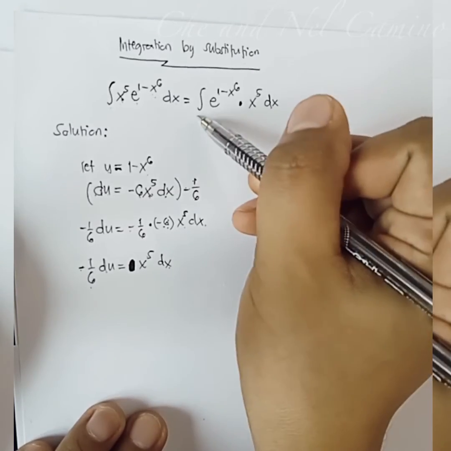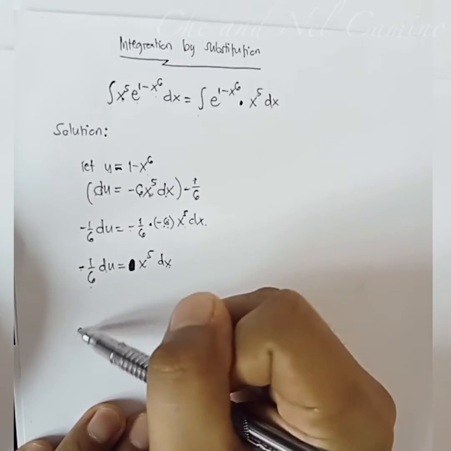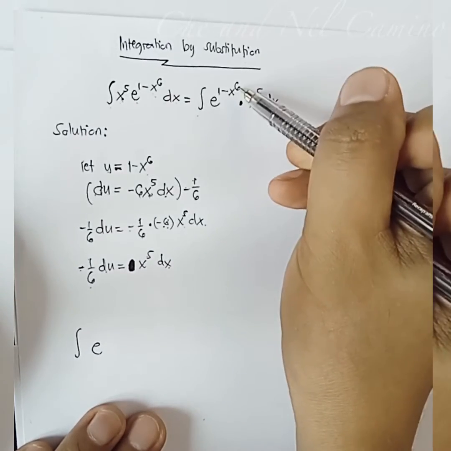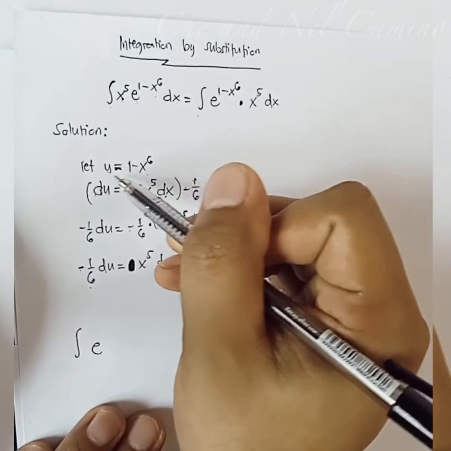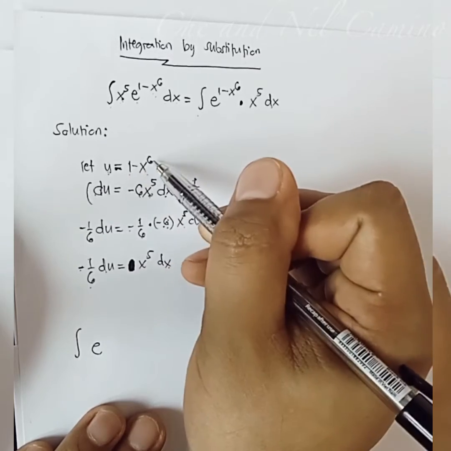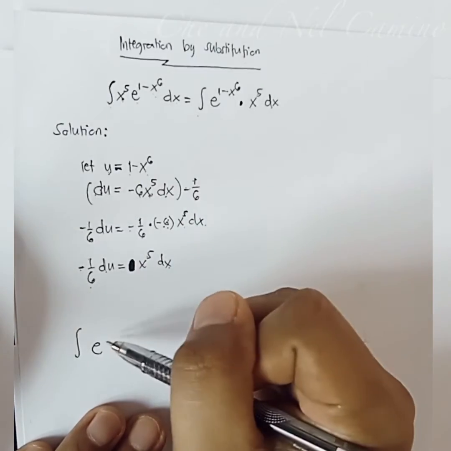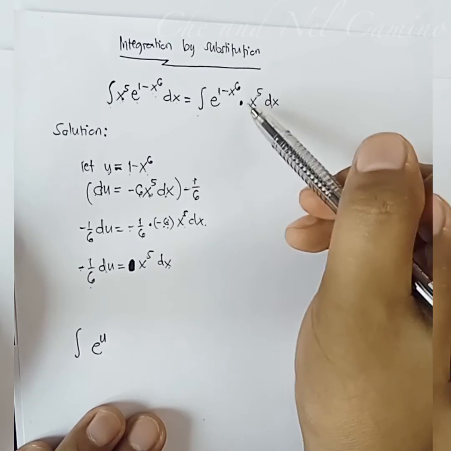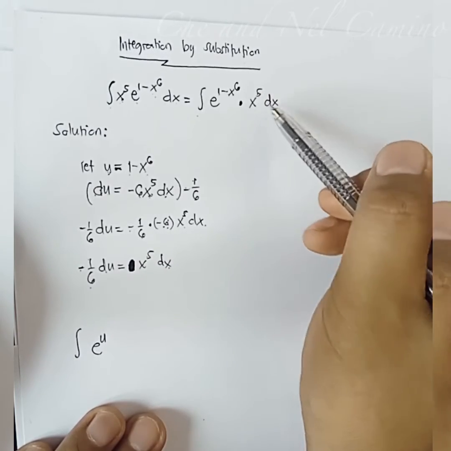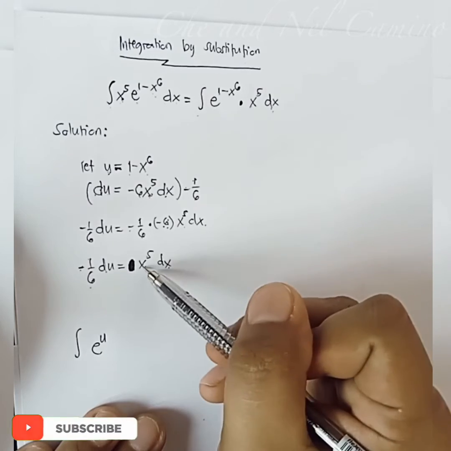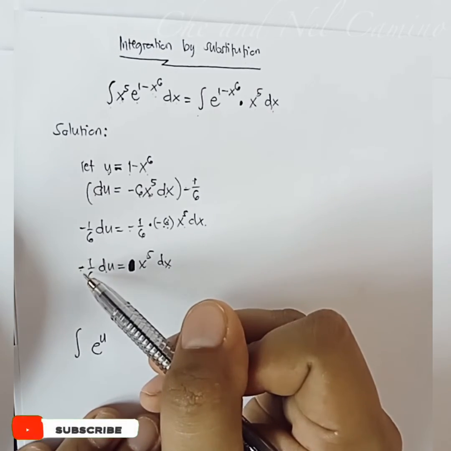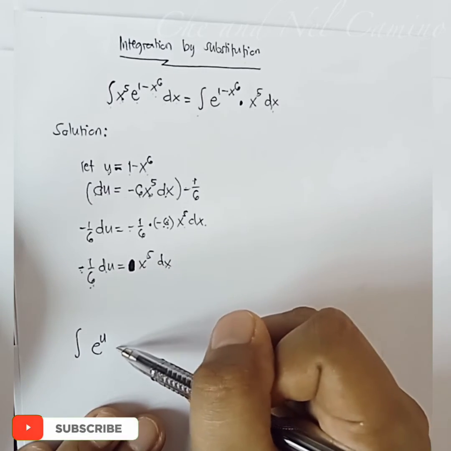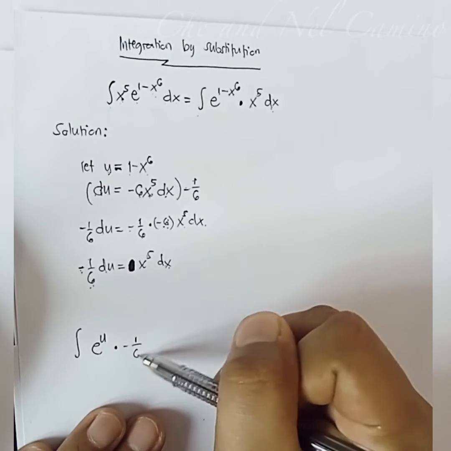So we have here the integral of e to the power of 1 minus x to the power of 6, that is u. So we have e to the u, and then x to the power of 5 dx, which is equal to negative 1 over 6 du.